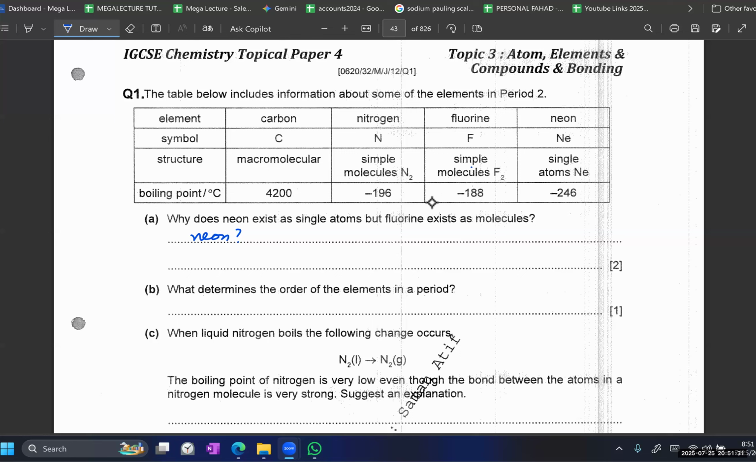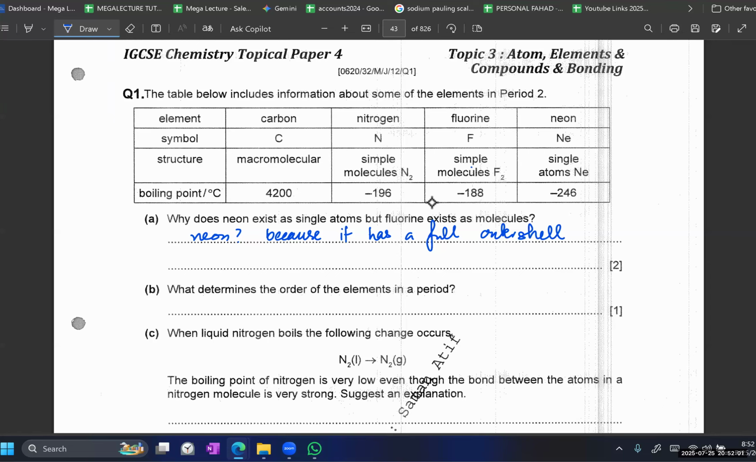Because it has a full octet, a full outer shell. So it doesn't need electrons. Remember, noble gases all have complete outer shells and don't need electrons, so they don't have anything to do with other atoms. They're complete, so they exist as single atoms.